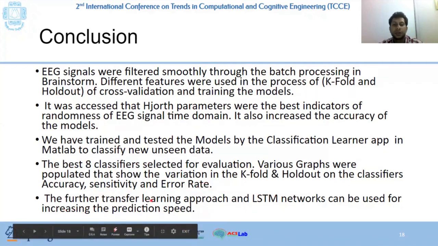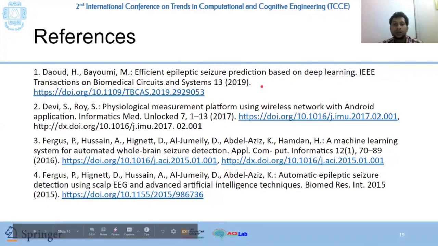Further, the transfer learning approach and LSTM networks can be used for increasing the prediction speeds. And these are our references.